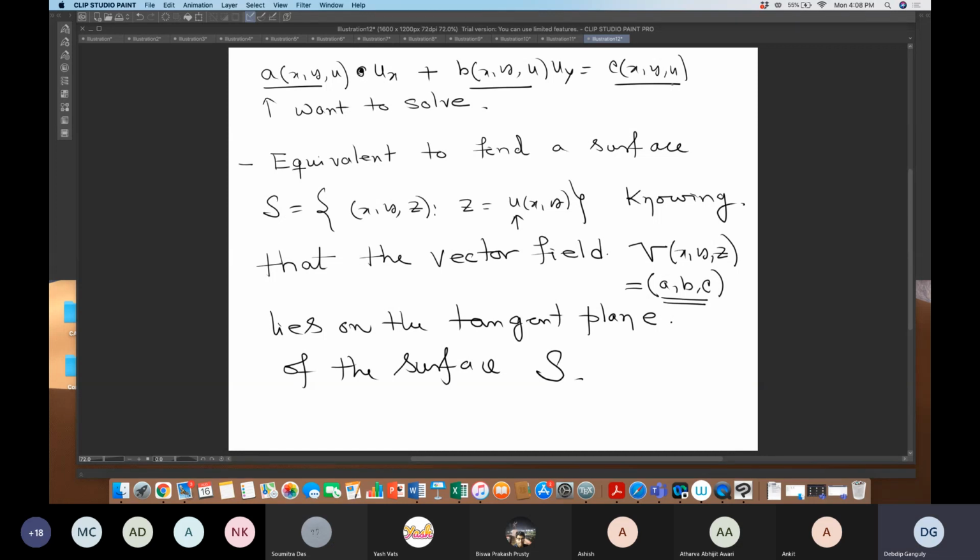So what is the normal to the surface? That means (u_x, u_y, minus 1). And we assume that (a, b, c) is tangent, on the tangent plane. So this dot product should be 0. That is equivalent to this PDE: a u_x plus b u_y equals c. Clear? That means to solve a PDE is equivalent to finding a surface. Now you are converting this PDE problem to a completely geometric problem.